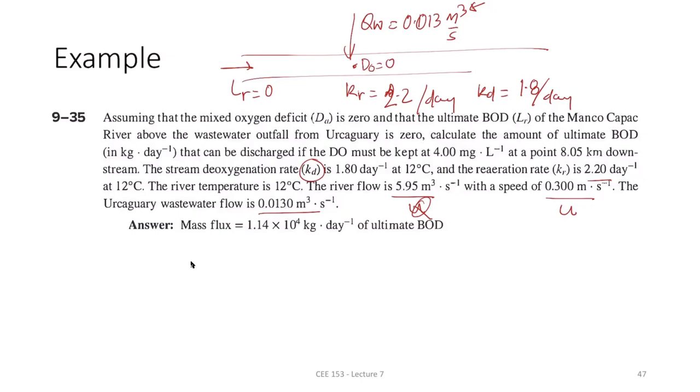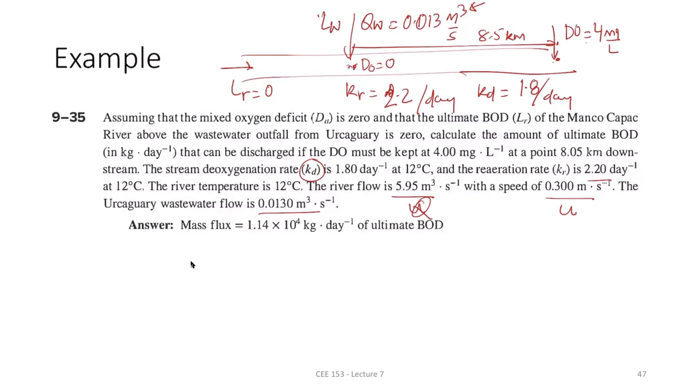8.05 kilometer downstream. So what you're saying, this is like solving it backward. At a distance of 8.05 kilometers, the value of DO is given already. That value is 4 milligram per liter. Then it says calculate the amount of ultimate BOD that can be discharged. So that means, what is the BOD in this wastewater, so that when you mix together and it goes all the way that distance, finally it would be 4 milligram per liter.